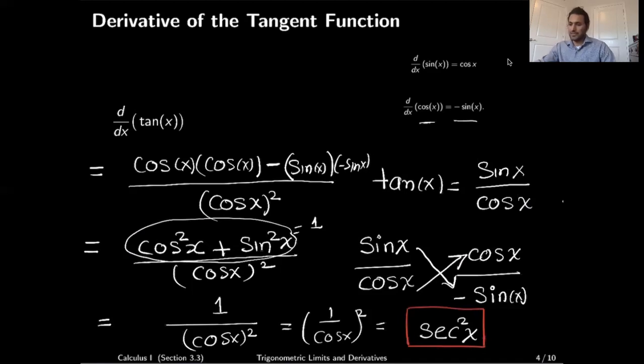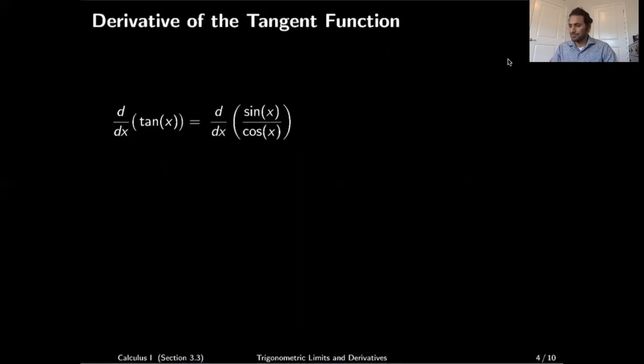So as you can see, using the two trigonometric identities, cosine square x plus sine square x is equal to 1, and 1 over cosine is equal to secant, we can find the formula for the derivative of tangent x, just from the information of the derivative of sine x and the derivative of cosine of x. Similarly, I will show you this one more time.